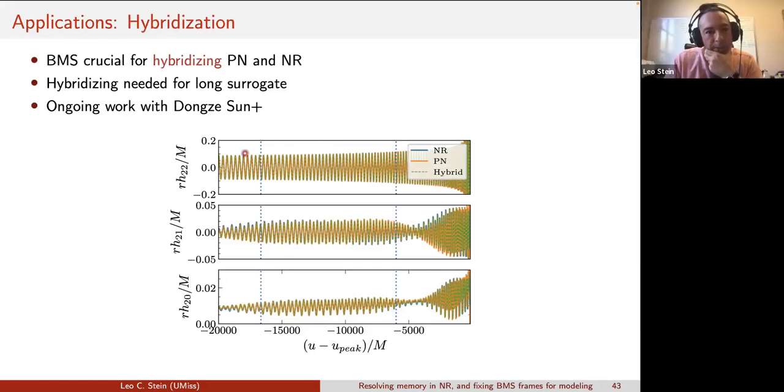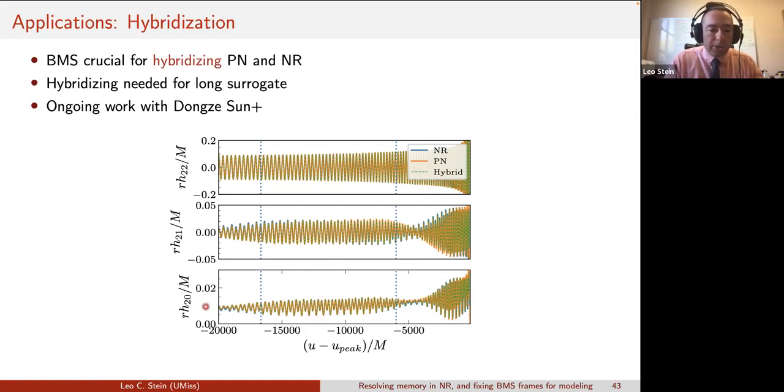Okay, so I guess I wanted to be able to talk about hybridization. This is what we do at very early times because our simulations are only a finite length, and we want to be able to go back arbitrarily far in time. So we want to be able to splice the NR simulations with post-Newtonian predictions. And that can only be done properly if you're in the same BMS frame, right? So post-Newtonian calculations implicitly have been making a BMS frame choice, but they didn't say, here's the choice that we're making. But anyway, to do this splicing, you have to get in the correct BMS frame.